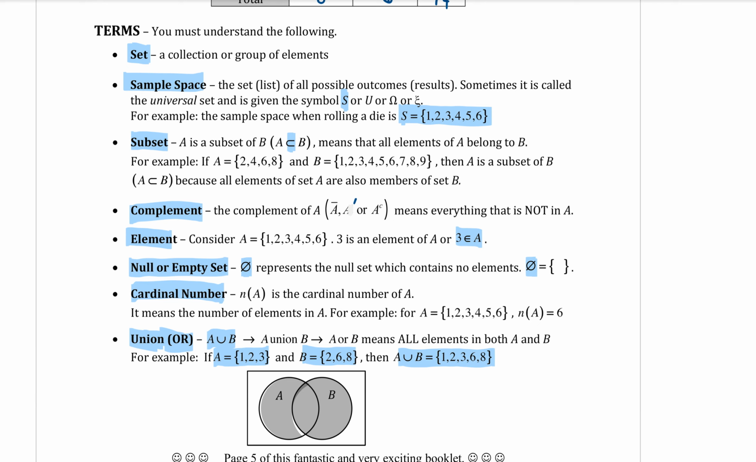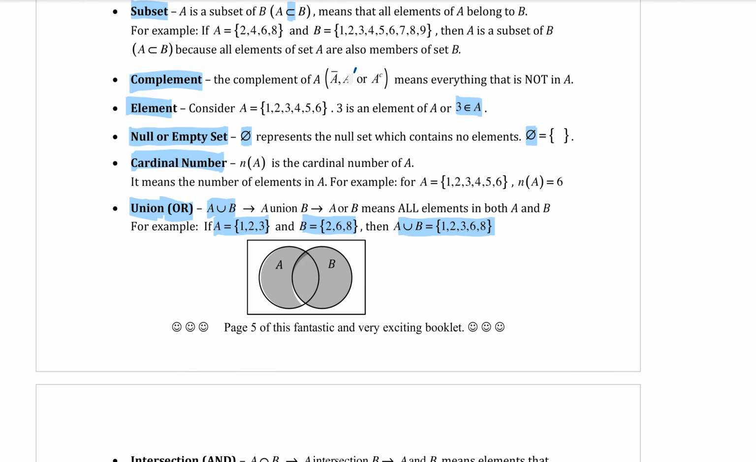Okay, now in terms of a diagram, there's your Venn diagram. It means everything in A, everything in B, and that overlapping section. Just don't count that overlapping section twice, is what you're going to be careful of. All right, next page.